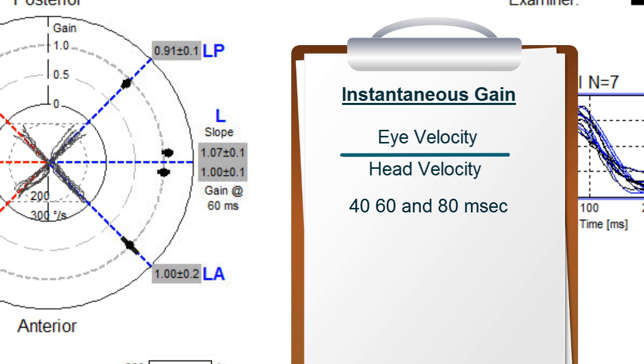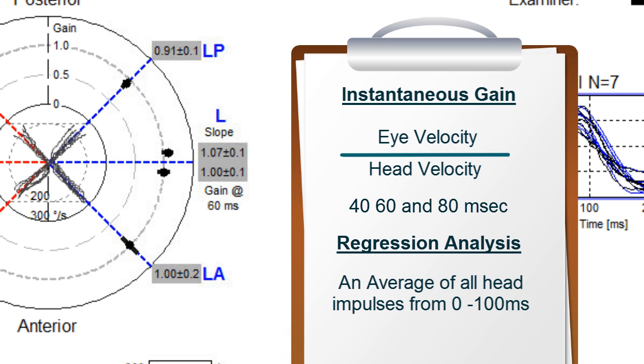The regression analysis, on the other hand, takes into account the relationship between head movement and eye movement for all accepted head impulses between the time frame 0 to 100 milliseconds and provides a single value which represents the average VOR gains through calculating the regression slope. The regression analysis ignores data points after 100 milliseconds, as after this time, eye movement is not solely regulated by the vestibular ocular reflex, and contributions from the visual system, such as smooth pursuit and optokinetic eye movements, occur.